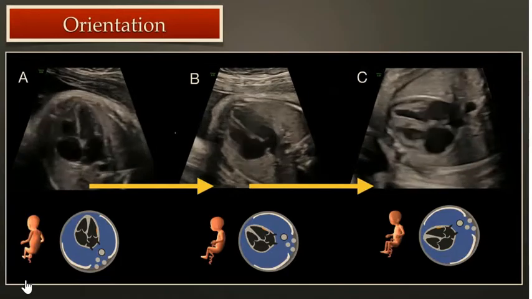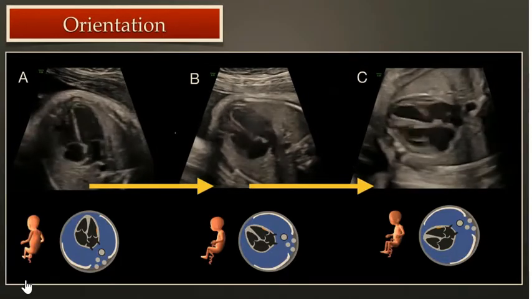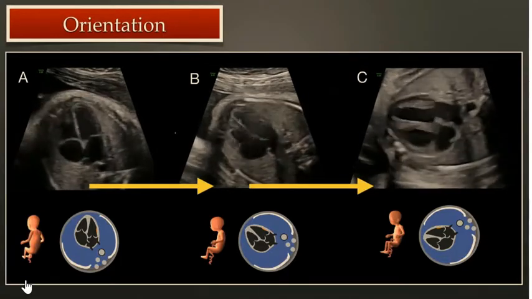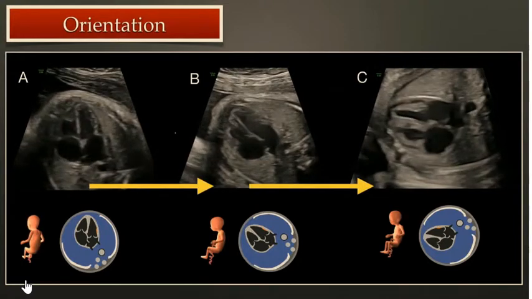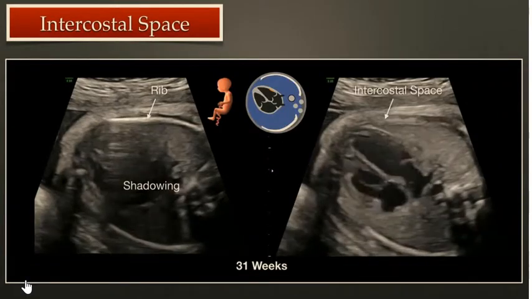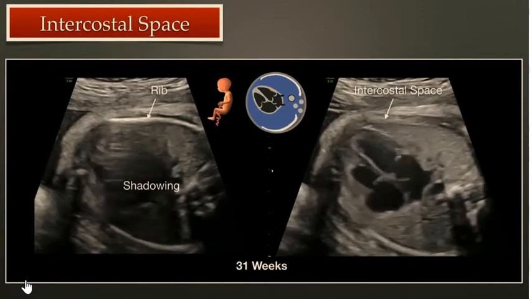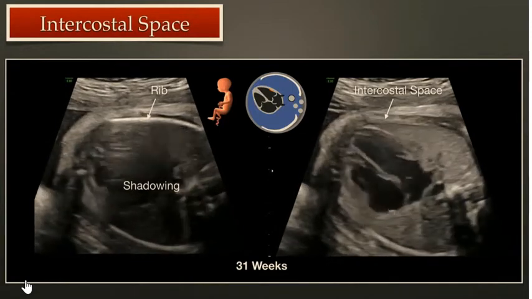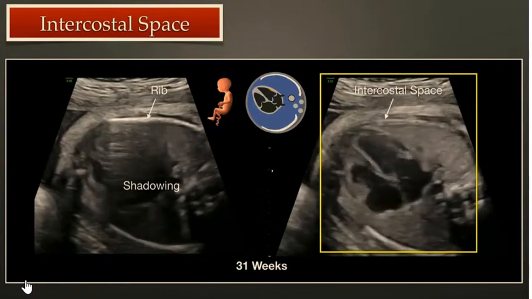By moving the transducer over the maternal abdominal wall, the four-chamber view can be optimized for imaging the ventricular endocardium. Finally, movement of the transducer between the ribs allows for proper orientation of the four-chamber view. This illustrates movement of the transducer in the intercostal space to optimally image the four-chamber view.